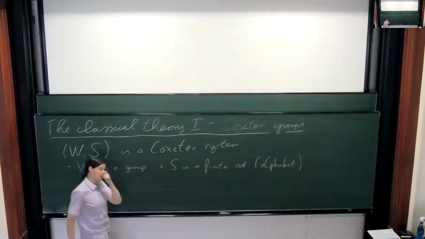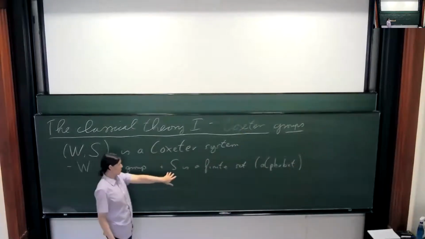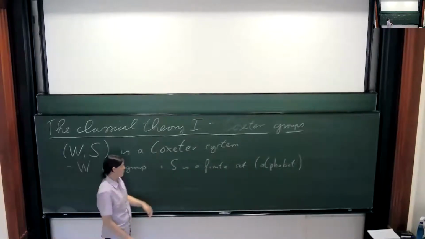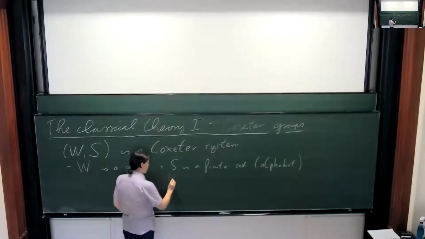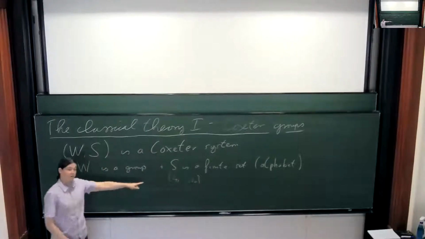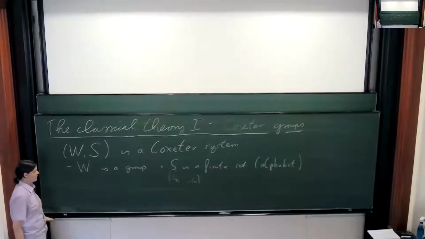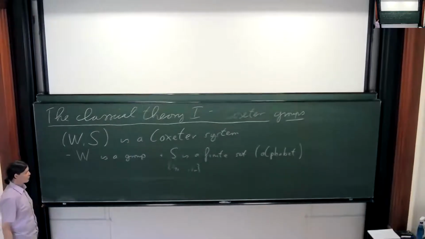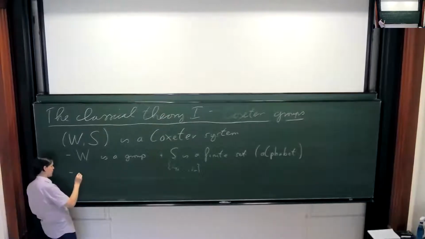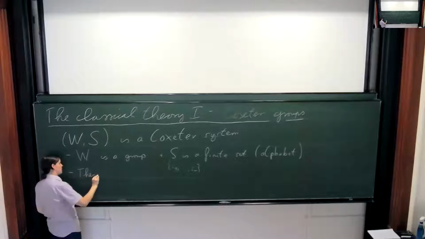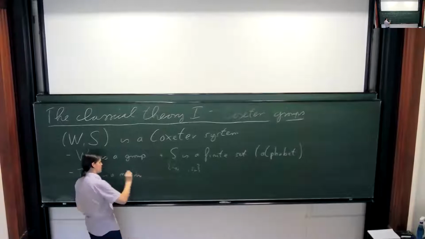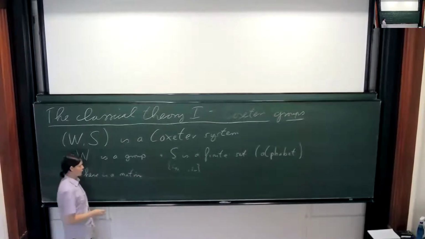So why do I want to think of it as an alphabet? Well, I will now write down words in this set. Whatever the elements of the set are, usually denoted by s1 up to sr, I will write down strings, so words in those symbols. So that's the first part. Then I want to fix a certain matrix. This guy is usually called the Coxeter matrix.